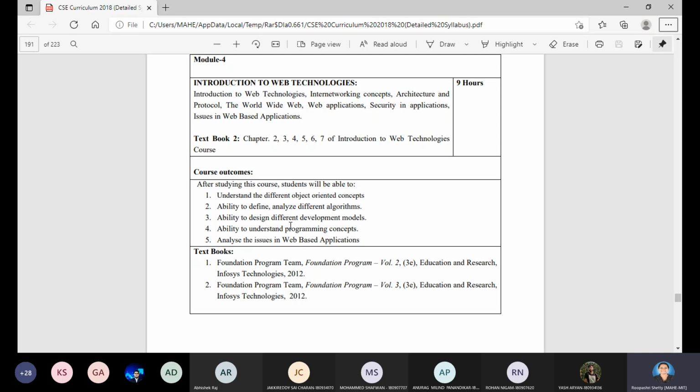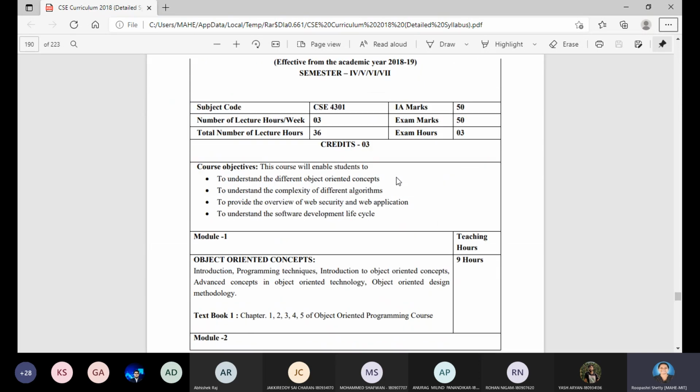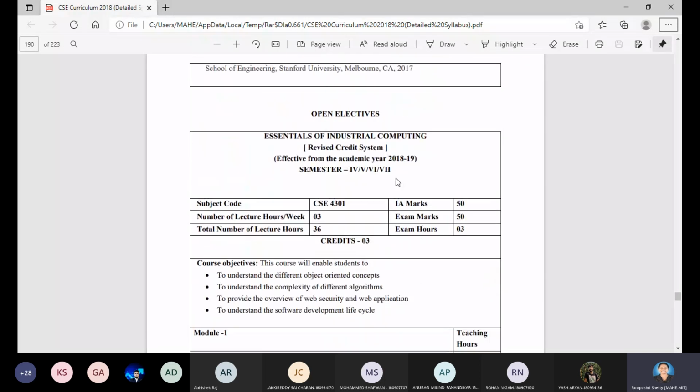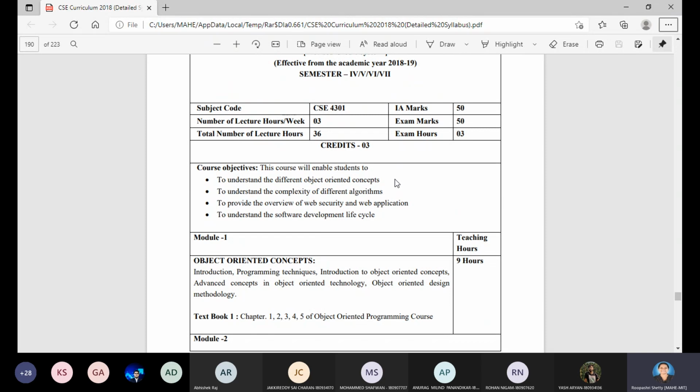And the third one is to design different development models. Okay. So how to develop the software models. And the important thing is to understand some programming concepts. And finally, we will be analyzing the issues in web-based applications. We will be discussing the limitations and the challenges in web-based applications. This is the overall syllabus or the curriculum of Essentials of Industrial Computing.